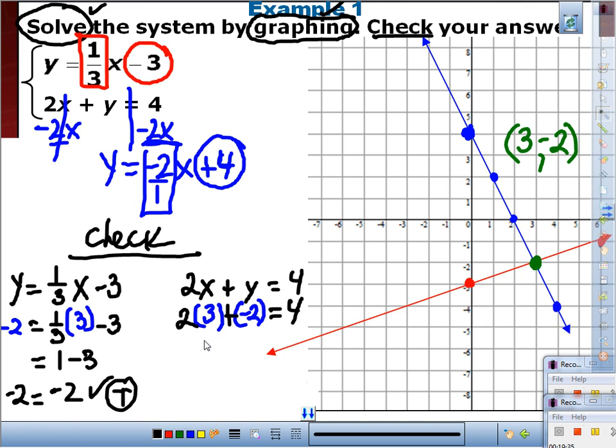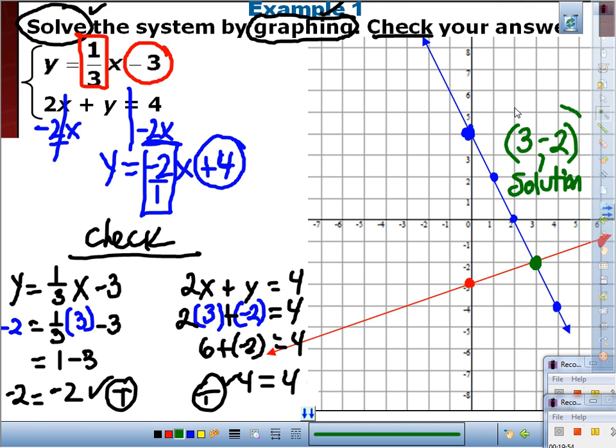What is 2 times 3? 6 plus -2. What is 6 plus -2? 4. Is 4 equal to 4? Yes, it's true. Well, guess what? Now that we checked, look what I'm going to do. Look up. I'm going to write solution because now I checked to make sure that was a solution.